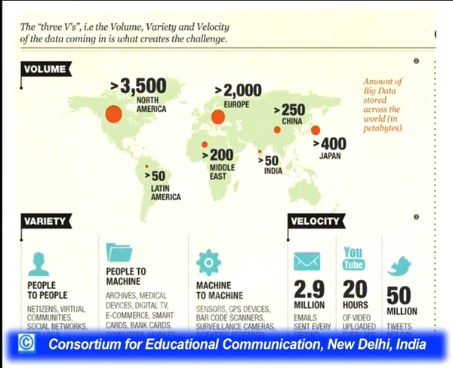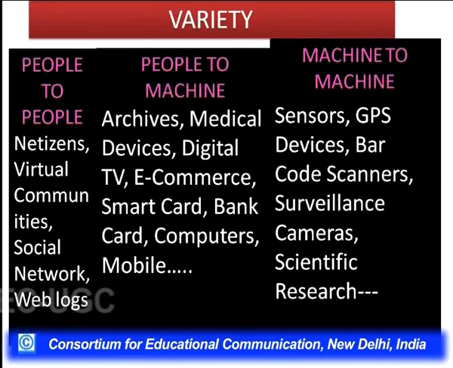Now let us see another characteristic, that is variety. In the case of variety, how is data generated? Data is generated through people-to-people communication. Another data communication is people to machine, meaning a machine interacts with people and people interact with the machine, and a huge amount of data is also generated there. And then machine-to-machine communication, where one or more machines communicate with each other without human intervention. There also data is generated. So let us see the details of variety.